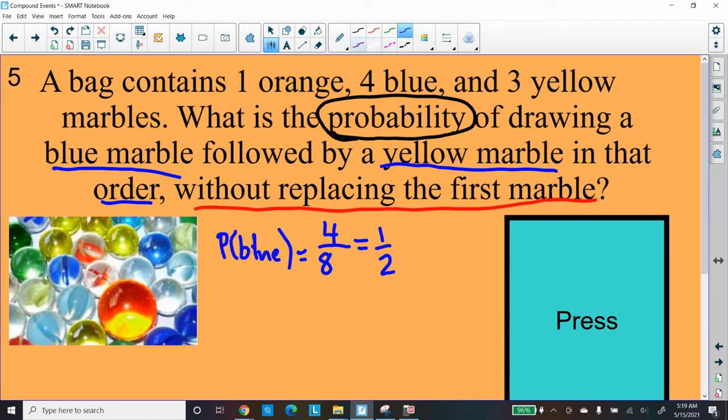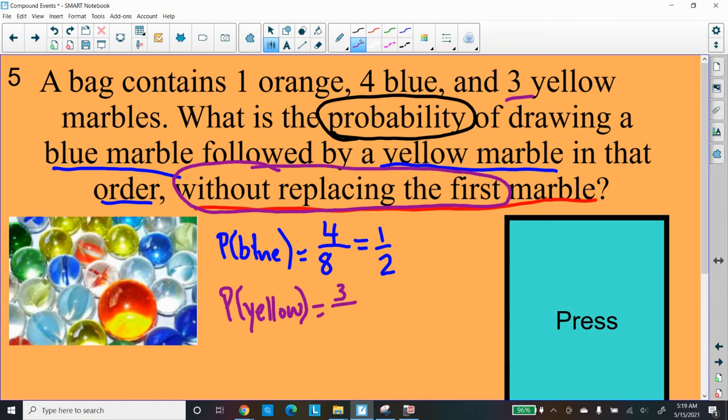Now, we want to get a yellow marble. Probability of a yellow marble. How many yellow marbles are there in the bag? 3. Out of how many marbles now? 8? No, there's not 8 in the bag anymore. Why not? They said without replacing the first marble that you took out. What does that mean? That means you had 8 marbles in the bag. So you have your little bag here, you have your 8 marbles, and they took out one and put it to the side. Hopefully it was the blue one. So if you took out one of the marbles that was in the bag, how many marbles are now left in the bag? That's right. If you said 7, 7 marbles are left in the bag. So only 7 marbles are left in the bag.